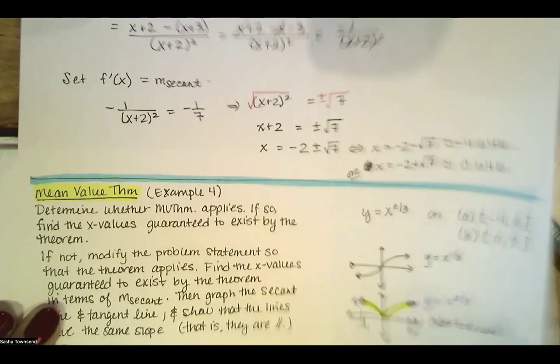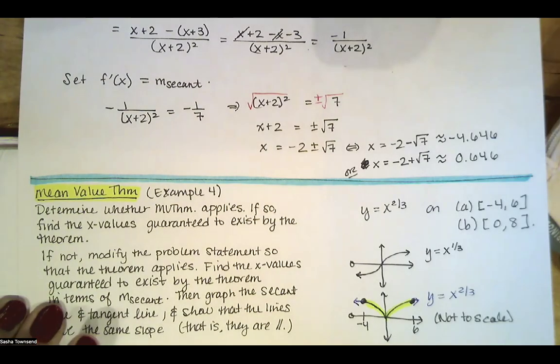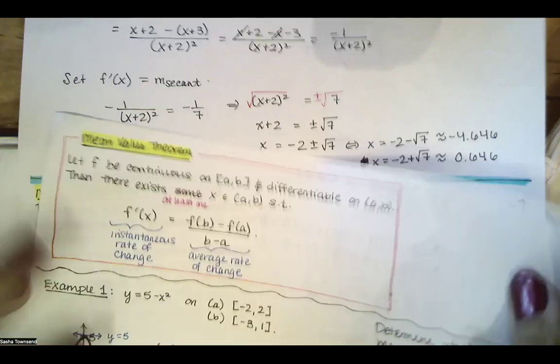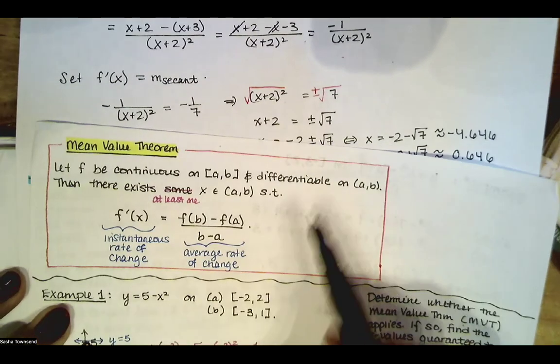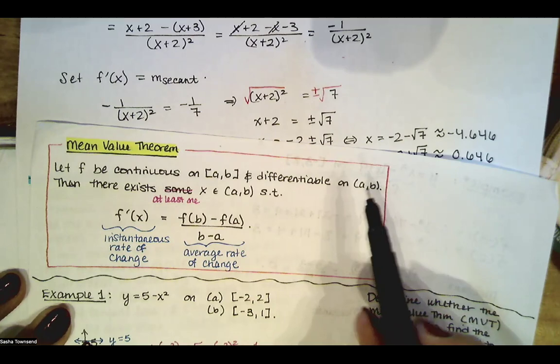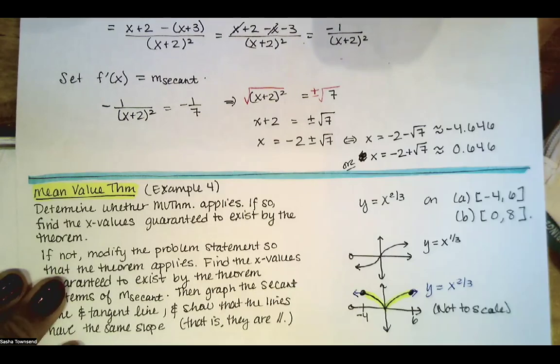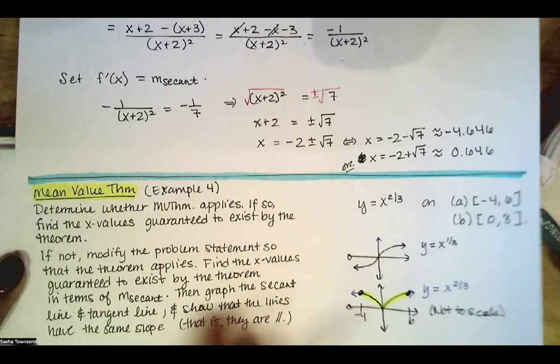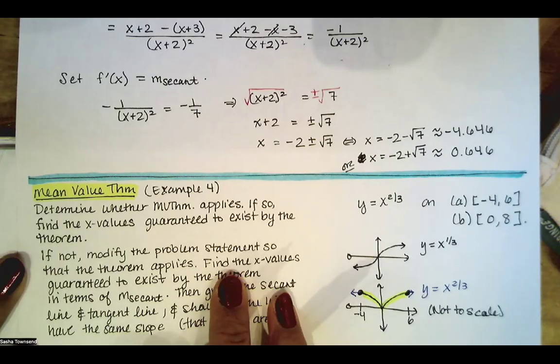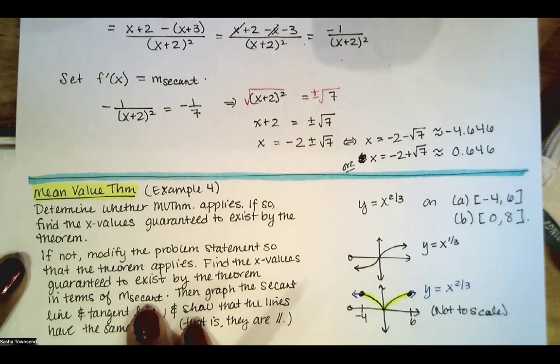And yes, because remember, the statement of the theorem: the function just has to be differentiable on the open interval from a to b. It doesn't have to be differentiable at the endpoints. Okay. So now we're going to find the x values guaranteed to exist by the theorem in terms of m secant.